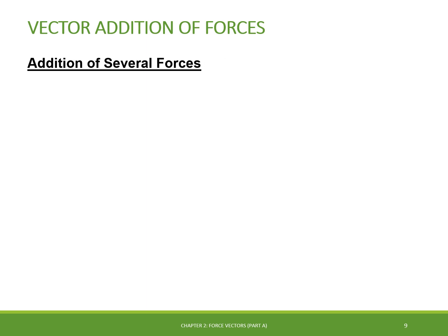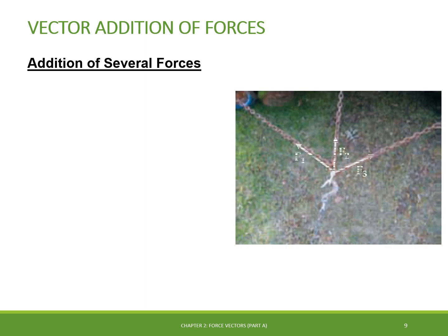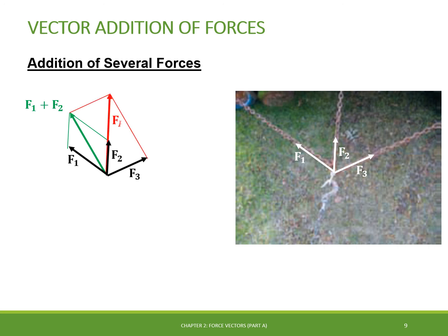Another very common application involves situations in which more than two forces are to be added, like in this example here, in which we have three forces acting in the hook, and we need to calculate the resultant. We can do this first by adding F1 and F2 using the parallelogram law, and then taking this result and adding to F3, which will give us the resultant force Fr.